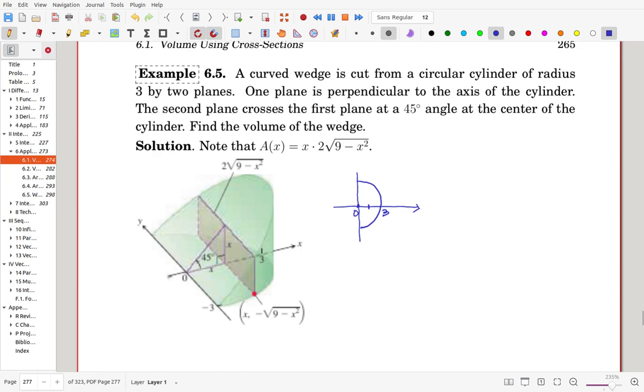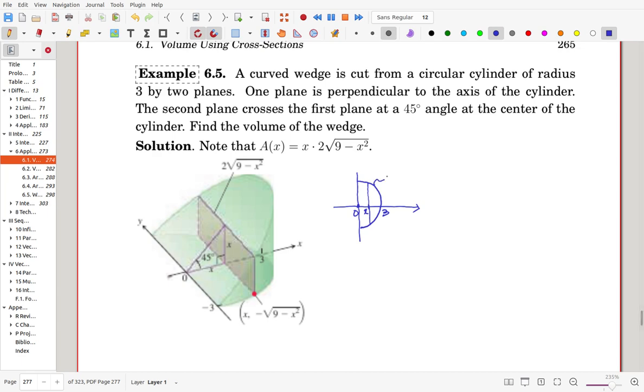Now, for each x of the interval, you have to find the area. So the area is now depicted in this way. That is x. Then, because that is a 45-degree angle, the height will be x. For each x, we know that the height is x. Now you have to measure the length from here to there. That is exactly this one.